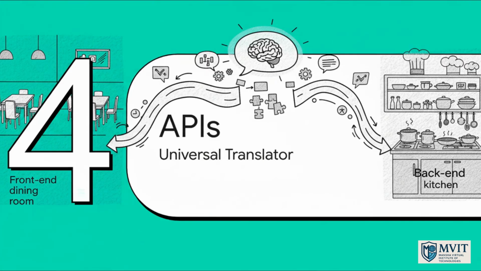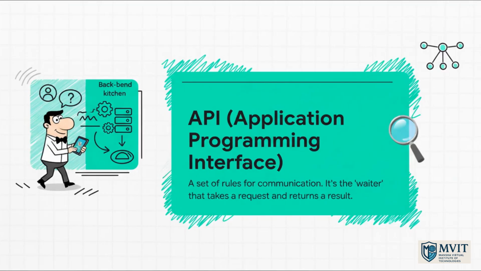Okay, so we've got the front-end dining room and the back-end kitchen, but how in the world do they talk to each other? Well, that's where something amazing comes in, the API, which is kind of like a universal translator for software. An API, that stands for Application Programming Interface, is really just a set of rules that lets different pieces of software communicate. The best analogy, sticking with our restaurant, is that the API is the waiter. It takes your order, your request, from the front end, runs it back to the kitchen, and then brings the result right back to your table.